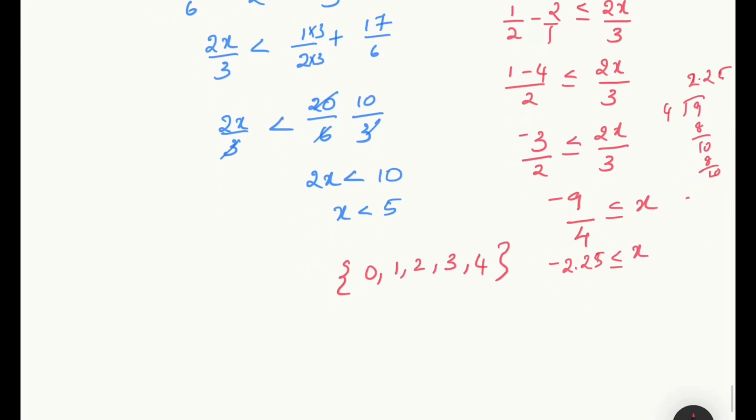Again, how do you represent it on a number line? You can take minus 1, 0, 1, 2, 3, 4, 5, 6. So what do you understand from this? If a set of natural numbers or whole numbers or integers is given, you will just mark the particular numbers.